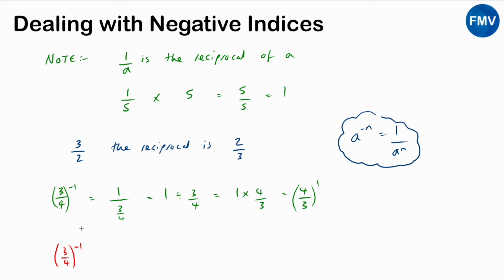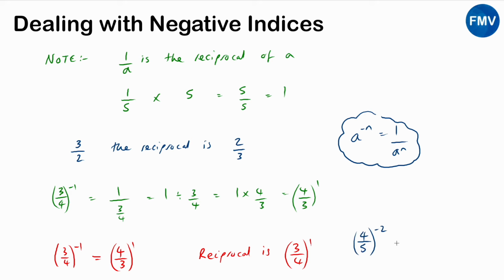Now let's have a look at the reciprocal of this. We know that is equal to that. Okay, so what is the reciprocal of this? Reciprocal of this, we just flip the fraction upside down. So the reciprocal is 3 over 4 to the power of 1. So to get the reciprocal of a fractional negative index, just switch the power from negative to positive.